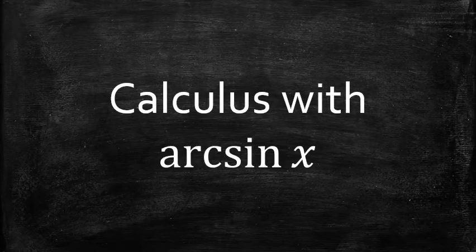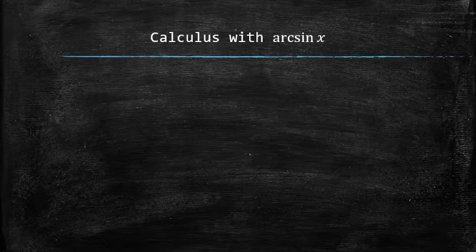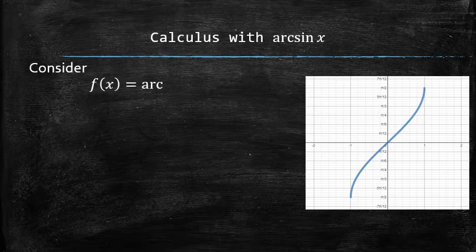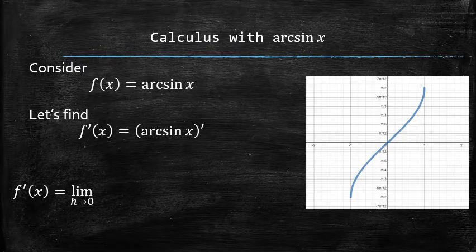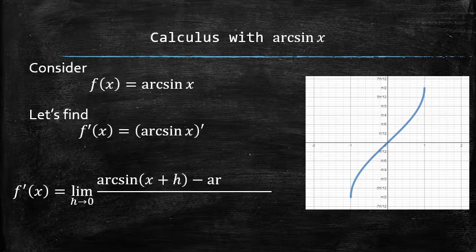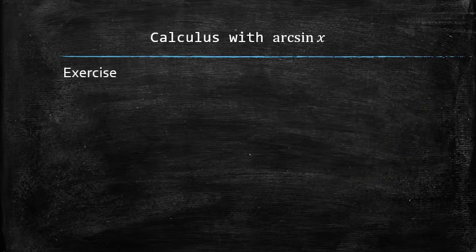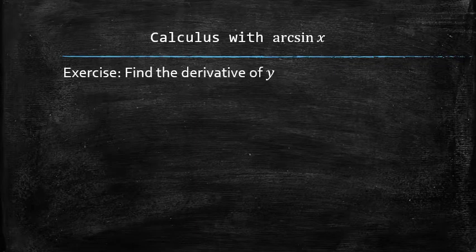Next, we will discuss how to do calculus with the arcsine function. Let's consider the arcsine function, and let's find its derivative. Of course, we can use the limit definition of the derivative. However, we get stuck quick. So let's try the implicit differentiation instead.